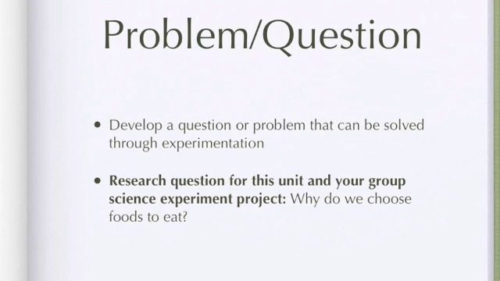First part of the scientific method, develop a question or problem that can be solved through experimentation. The research question for this unit and for your group science experiment project has already been chosen for you. And that question is, why do we choose certain foods to eat?